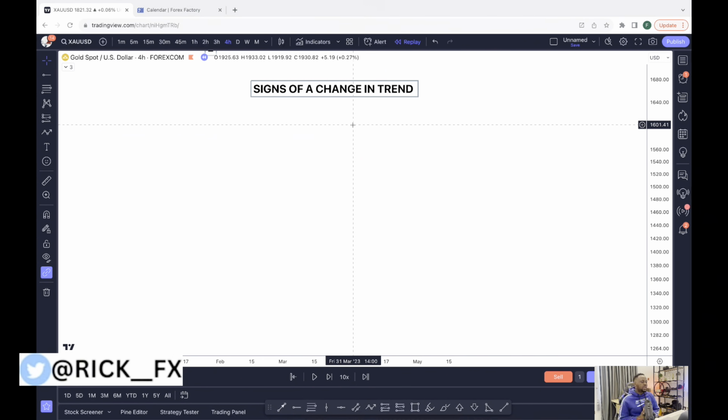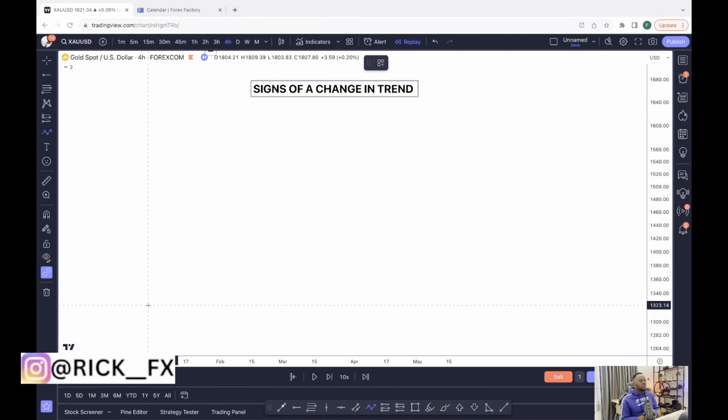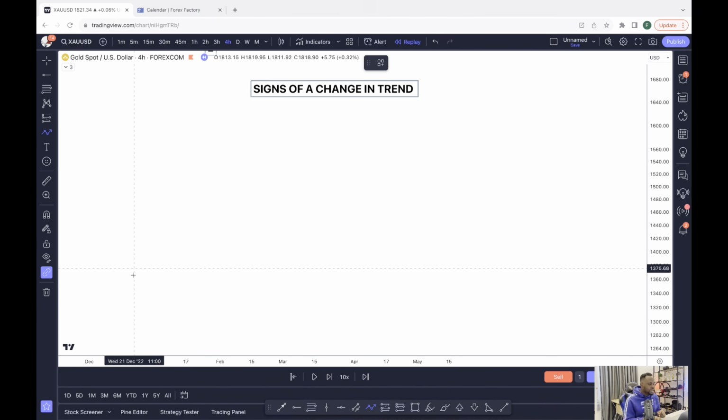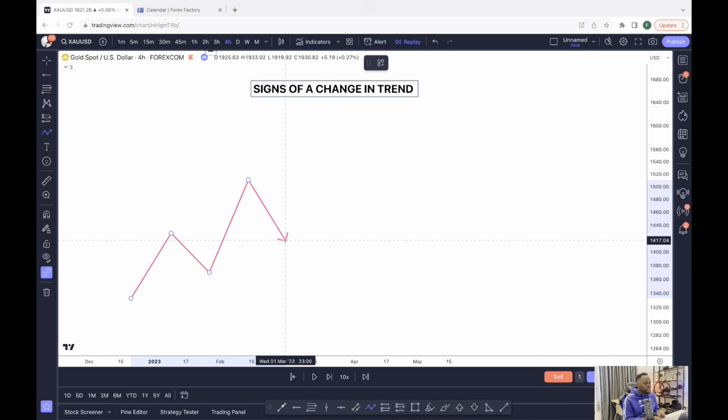Now let's talk about the signs of a change in trend quickly, then we can go ahead to the chart and identify a simple market structure. When it comes to the signs of a change in trend, we are talking about when the market is changing from an uptrend to a downtrend, or from a downtrend to an uptrend. There are just two types of signs, right? If the market is changing from an uptrend to a downtrend, one of the signs it can give you is to create what we call an equal high.